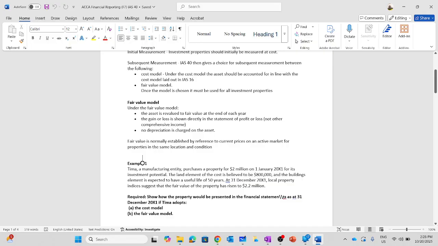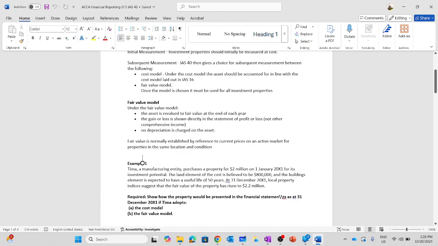What is the reason? When we look at the prudence concept as well, the prudence concept clearly states that we should not recognize the gain until it is realized.